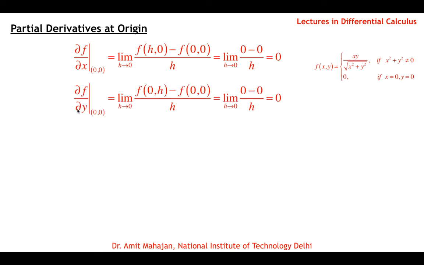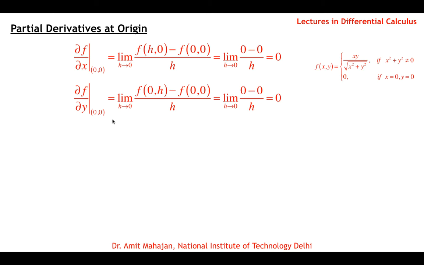Similarly, the partial derivative of the function with respect to y at (0,0) is the limit as h tends to 0 of f(0,h) minus f(0,0) by h. For f(0,h), when x is 0 and y is h, this will be satisfied for h non-zero, so again the numerator will be 0, so f(0,h) is 0 from here, and f(0,0) is 0 from the second result. So this will be 0. So both partial derivatives exist at the origin and their value is 0.